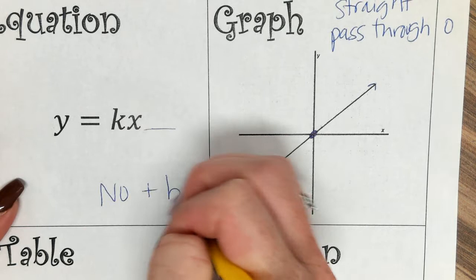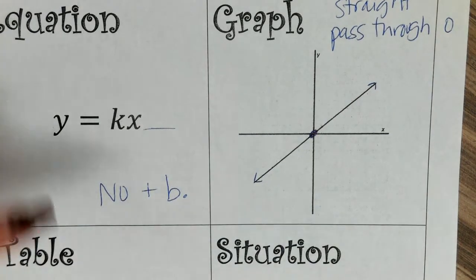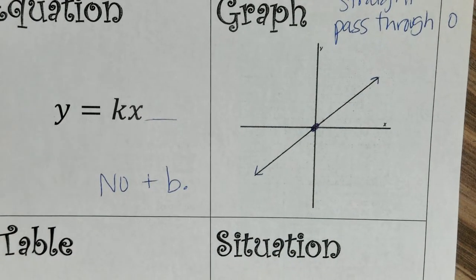No plus b. So in an equation, what can it not have? Cannot have a plus b. It just has to have a rate. No y-intercept.